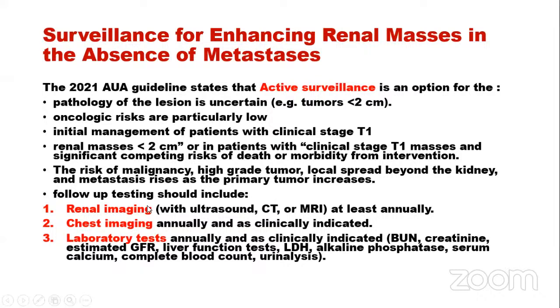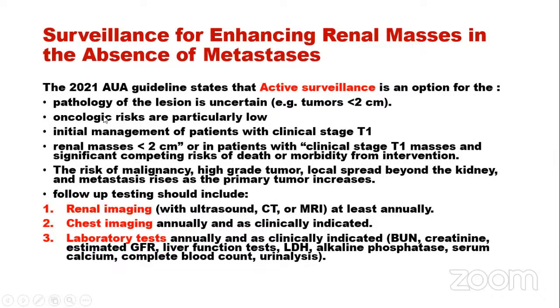Follow-up testing should include renal imaging, chest X-ray, and laboratory tests annually or as clinically indicated: blood urea nitrogen, creatinine, and estimated GFR, liver function tests, lactate dehydrogenase, alkaline phosphatase, serum calcium, CBC, and urine analysis. This is the laboratory work. Chest imaging is annual and also as clinically indicated. Renal imaging with ultrasound, CT, or MRI is done at least annually. This is the AUA recommendation for surveillance of small tumors, less than 2 centimeters.